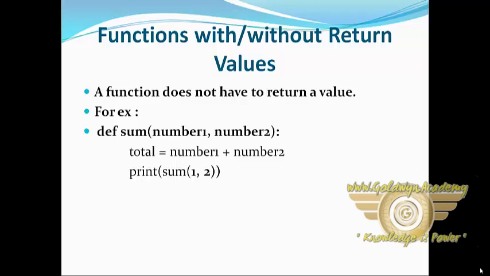For example, def sum(number1, number2) is set with arguments, and total is equal to number1 plus number2, and print the answer. You will see the output is None because the sum function does not have a return statement. By default it returns None.